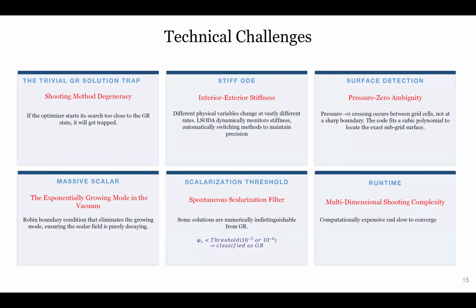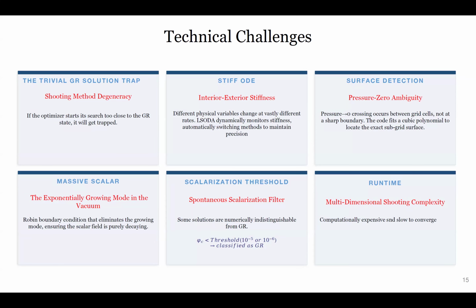The next one was the exponential growing mode in the vacuum. The solution that we have seen contains two modes, one a growing mode and the other a decaying mode. The growing mode was only significant when it comes to the need of spontaneous scalarization, whereas for the boundary conditions, what we needed is a decaying mode so that we would be able to set a proper boundary value.